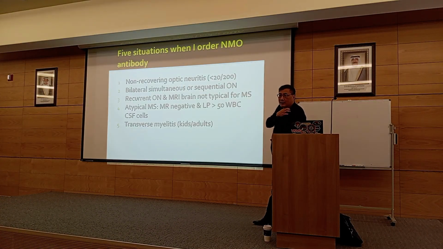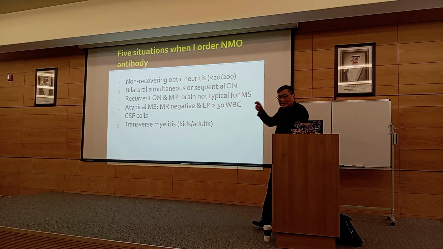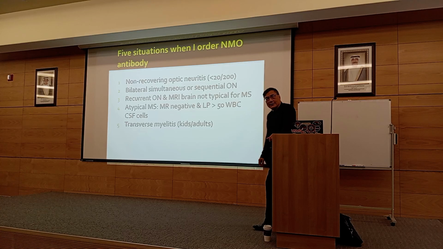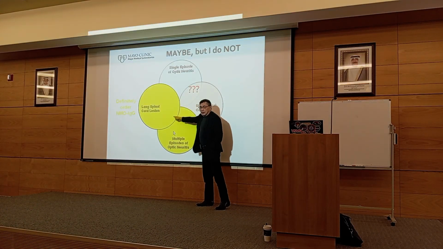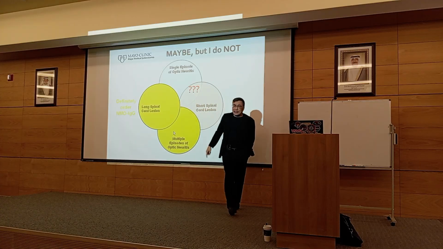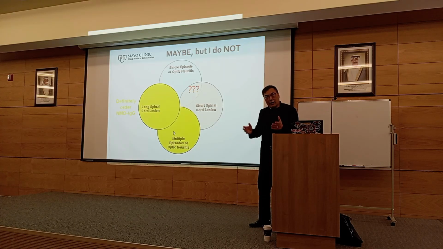You should be thinking about it in anybody who didn't recover. Bilateral, either simultaneous or sequential. If it's recurrent and there are no MS lesions, if you have atypical MS, all of these are not quacking right. Or if you have greater than 50 white cells in the CSF. And of course, if you have transverse myelitis. So you should be ordering aquaporin 4 in anybody who has a long spine lesion, multiple episodes of optic neuritis, but probably single episode optic neuritis and even short lesions all probably need aquaporin 4 and MOG. They just come together. Okay, you have to just do both. NMOSD and MOG. They just go together.